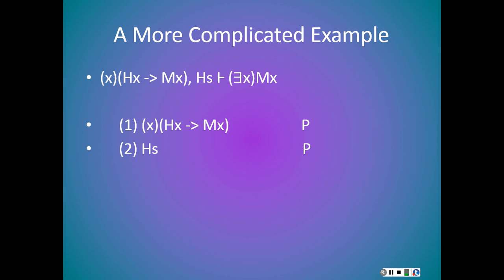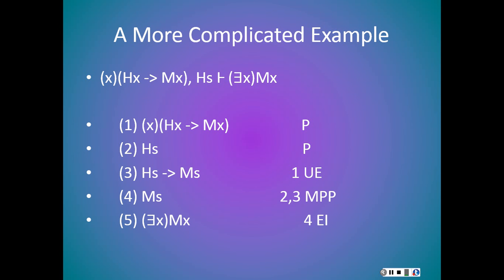So we begin by writing down our premises. Now, the first line, as it currently is, isn't all that useful to us, but we can make it useful to us by applying the rule of universal elimination. And so we take what we had on line 1 and we generate a new line that now has sub-sentences involving the name S. And that's a good thing, because now that we've got lines 2 and 3, we can apply modus ponens to those lines to get MS. And then once we have MS, we can apply the rule of existential introduction to get our desired conclusion.